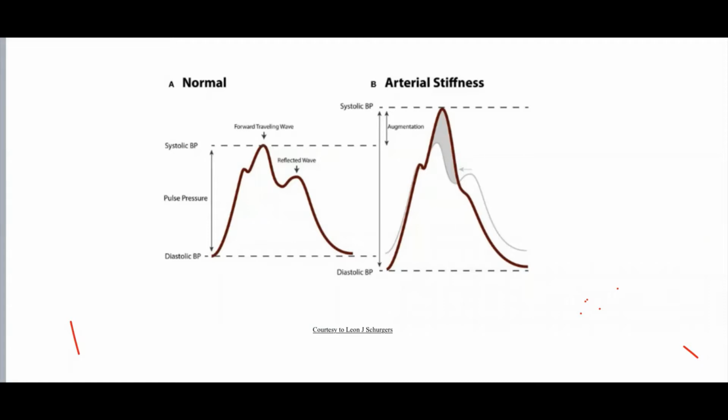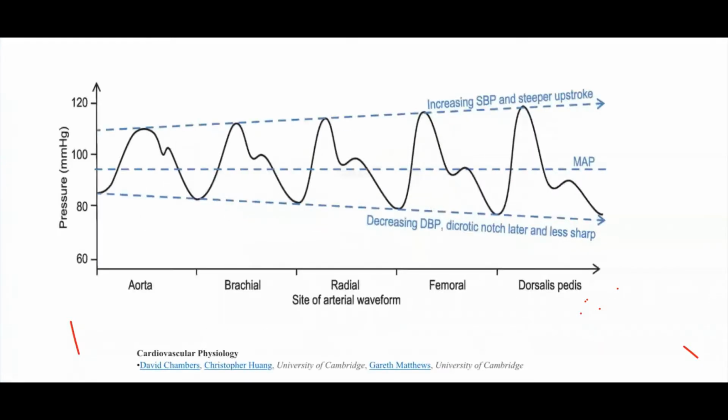And if you look here, if you follow the arterial pressure from the aorta, brachial, radial, femoral, dorsalis pedis, you could appreciate two phenomena: the divergence between the systolic and diastolic. So the systolic blood pressure keeps going up, and the diastolic blood pressure keeps going down. This is physiological, but it's more enhanced in elderly who have stiff arteries. That's the peripheral augmentation of the systolic pressure.